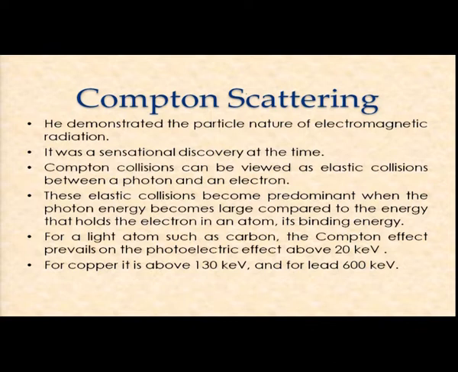Compton collisions can be viewed as elastic collisions between a photon and an electron. These elastic collisions become predominant when the photon energy becomes large compared to the energy that holds the electron in an atom, that is, its binding energy. For a light atom such as carbon, the Compton effect prevails over the photoelectric effect above 20 kilo electron volt. For copper, it is above 130 kilo electron volt, and for lead, it is 600 kilo electron volt.